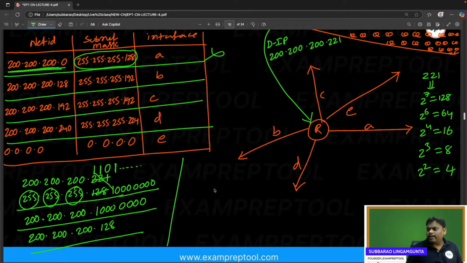You know very well. IP and subnet mask AND operation will give subnet ID or net ID. If you want, you can write subnet ID here. There is no problem. So after doing the AND operation, you will get the subnet ID. Is that subnet ID matching? No, not matching. Not matching means interface A, you cannot go. Interface A, your packet cannot go.